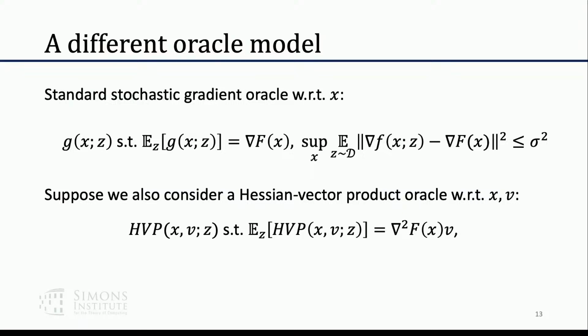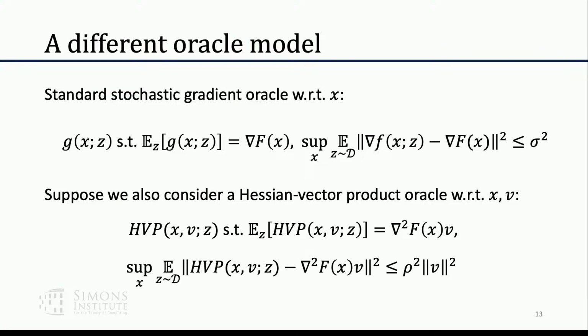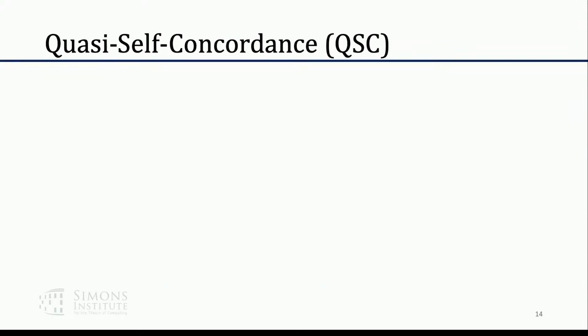Similarly, we might want an oracle that would give us a random variable that is an unbiased estimator of the Hessian at some point x times a vector v. So this is analogous to this component. And similarly, we expect to need some kind of bound on the variance of the estimator. A technical note, though maybe not so unexpected, is that we have our rho parameter for the variance, but we also need a dependence on the norm of our vector v. So that's one aspect: we can try to bring additional oracle access into the model and see where that leads us.